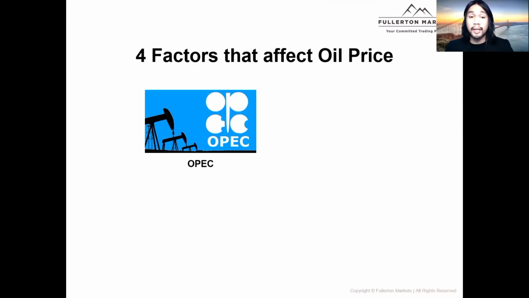The first being OPEC. What does OPEC stand for? Basically, OPEC is the Organization of the Petroleum Exporting Countries. It was first started somewhere around September of 1960 with only 5 countries, namely Iran, Iraq, Kuwait, Saudi Arabia, and Venezuela.